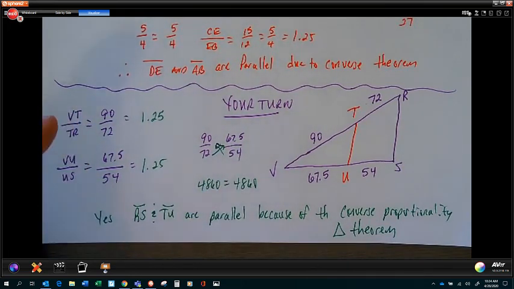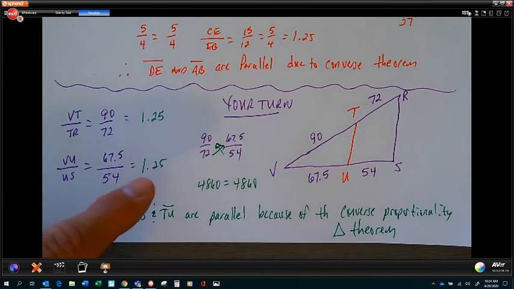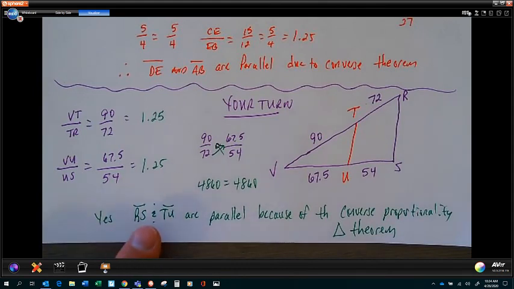Or you can take the line segments like we did before: 90 over 72 is equal to 1.25, 90 divided by 72. 67.5 divided by 54 is equal to 1.25 as well. And 1.25 is equal to 1.25. So yes, RS and TU are parallel because of the converse proportionality theorem.